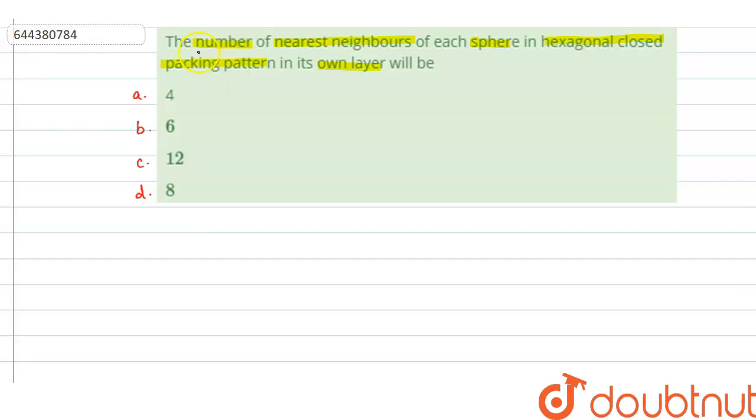So in this question we have to tell the number of the nearest neighbor of each sphere in hexagonal closed packing pattern. Now here we have to see the hexagonal closed packing, and we know that in hexagonal closed packing the coordination number of a particle is equal to 12. It means each particle will touch 12 spheres, right?